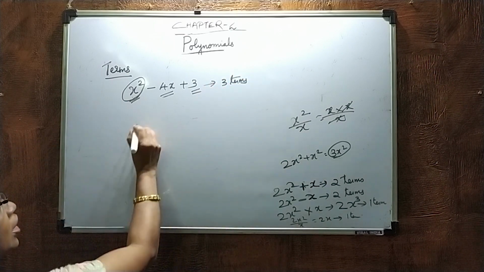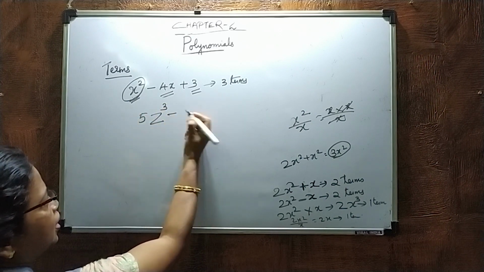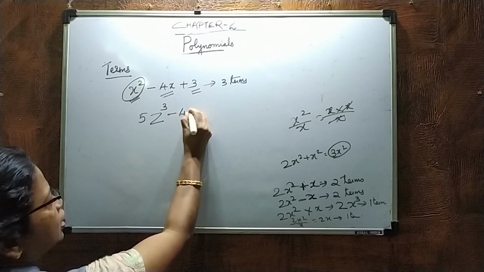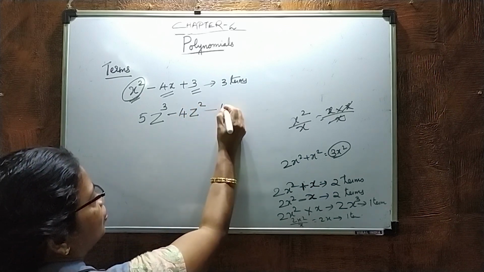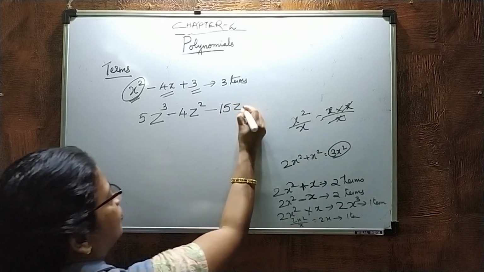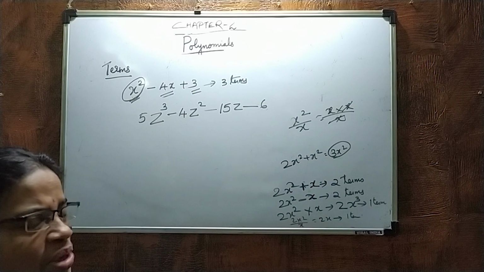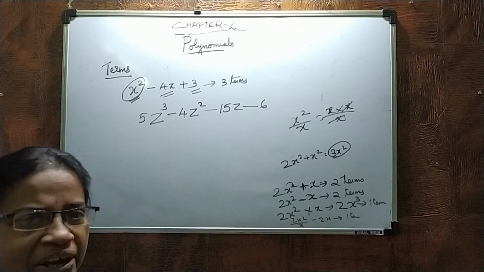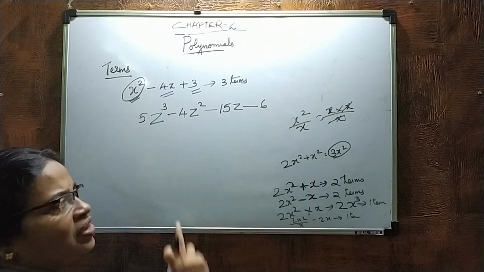Suppose here it is 5z cube minus 4z square minus 15z minus 6. What are the exponents? Is it a polynomial with one variable? Yes. Here z is there, only one variable is there.